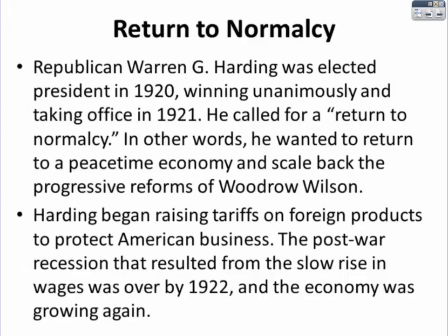In the election of 1920, Warren G. Harding is unanimously elected president. He takes office in 1921. He calls for a return to normalcy. In other words, he wants to return to a peacetime economy and scale back many of the progressive reforms of Woodrow Wilson. He begins raising tariffs on foreign products to protect American business, and the post-war recession that resulted from the slow rise in wages was over by 1922, and the economy is pumping again.